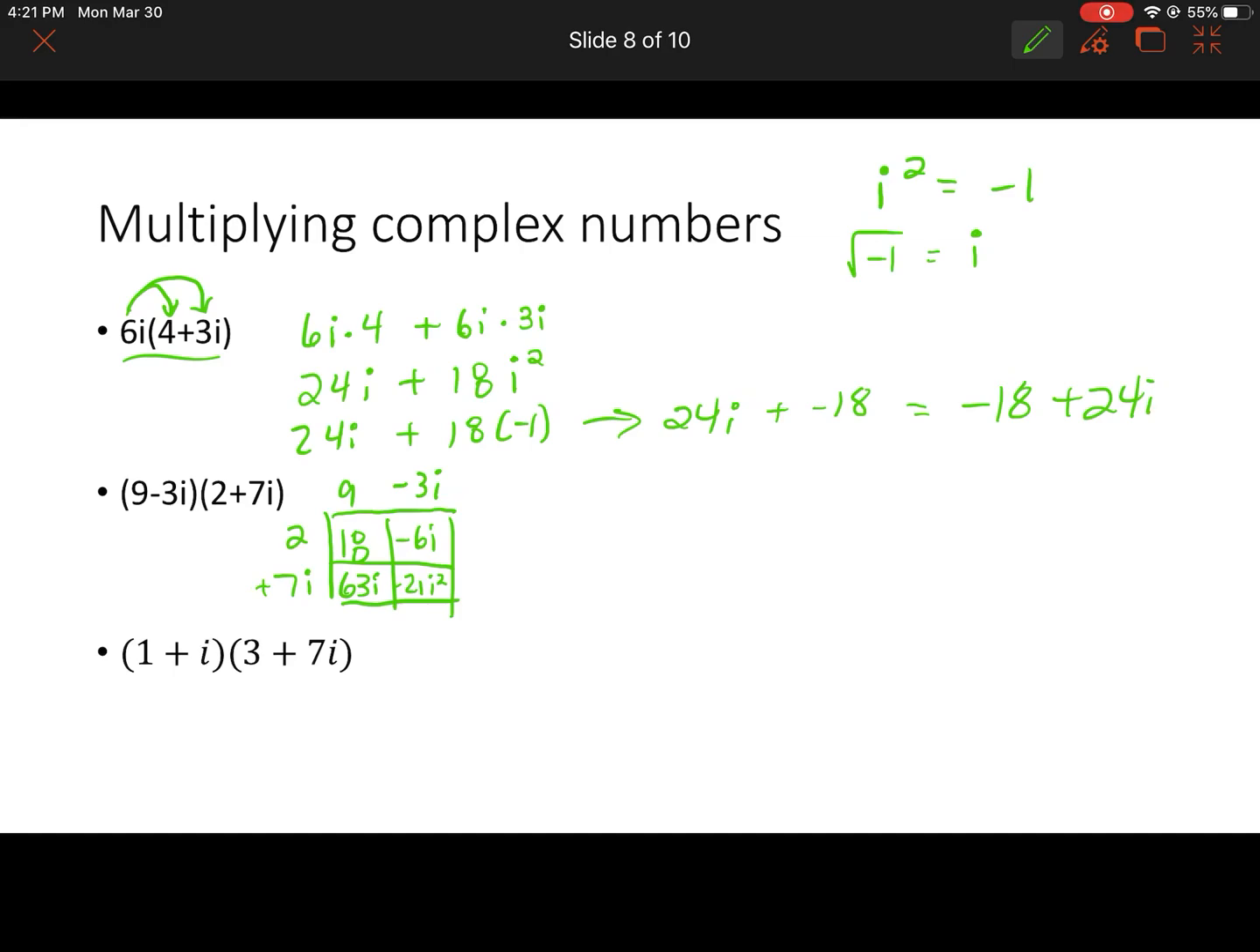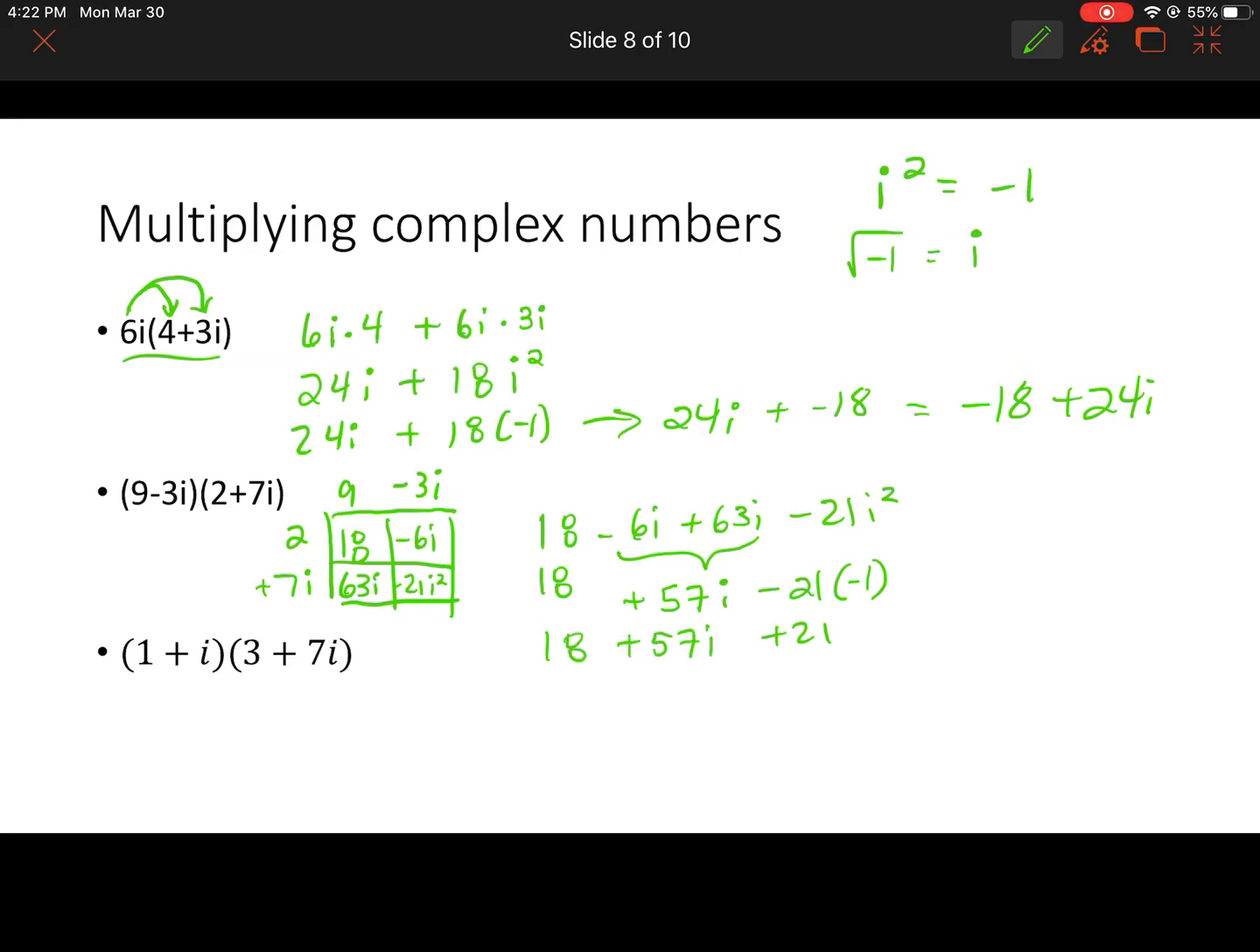So we're going to go ahead and rewrite all the terms inside of the boxes. 18 minus 6i plus 63i minus 21i squared. Okay, so we have 18. I'm going to combine the like terms, meaning these. Negative 6 plus 63 becomes 57i. And then minus 21 times -1 for that last term. Negative 21 times -1 becomes positive 21. So that's going to be plus 21 there.